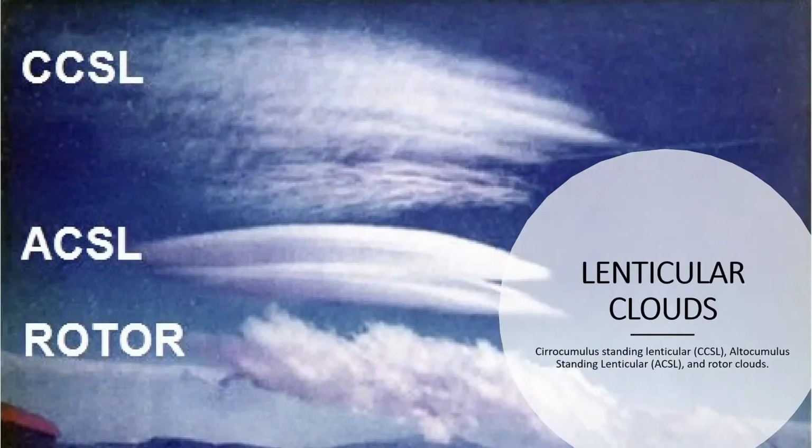Now, those lenticular clouds come in different variations. They're not always perfectly lens-shaped, but very simply, you've got the cirrocumulus standing lenticular cloud. Those are a bit higher up. Remember, cirro meaning high, alto meaning middle. So these are the altocumulus standing lenticular clouds. And then we also have rotor clouds, and they're not as pretty as what the authors show. They're not perfectly circular, but the rotor clouds are usually closer to the ground than any of the others.